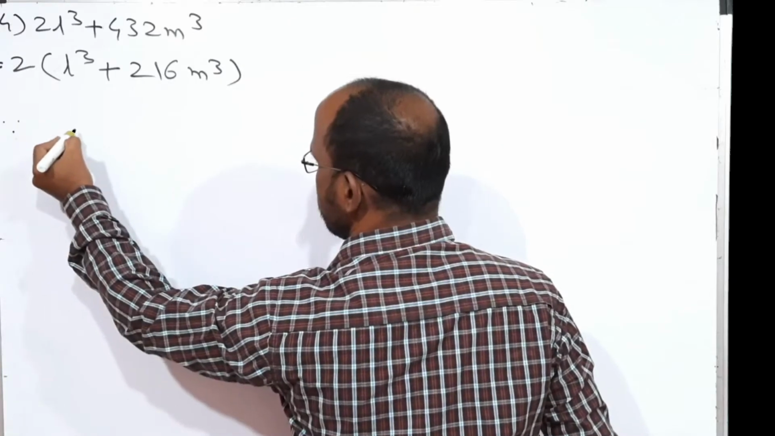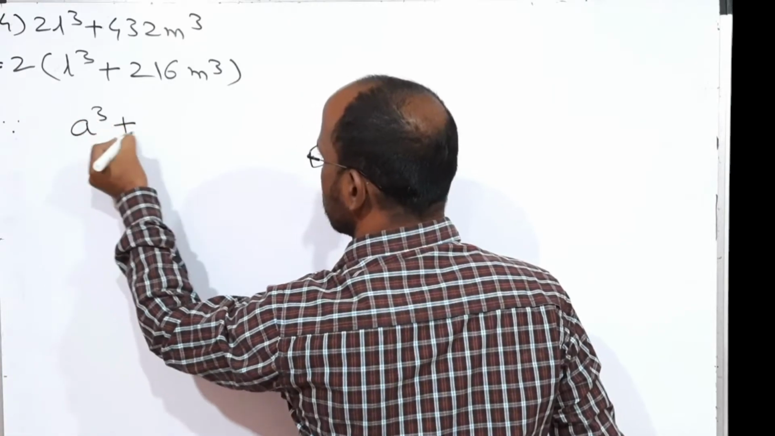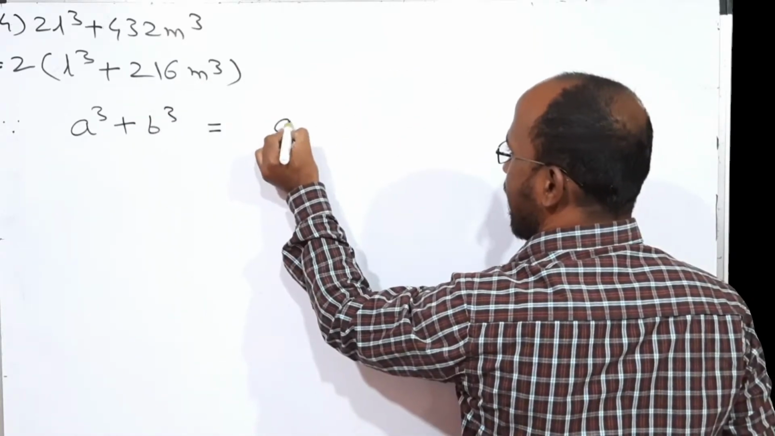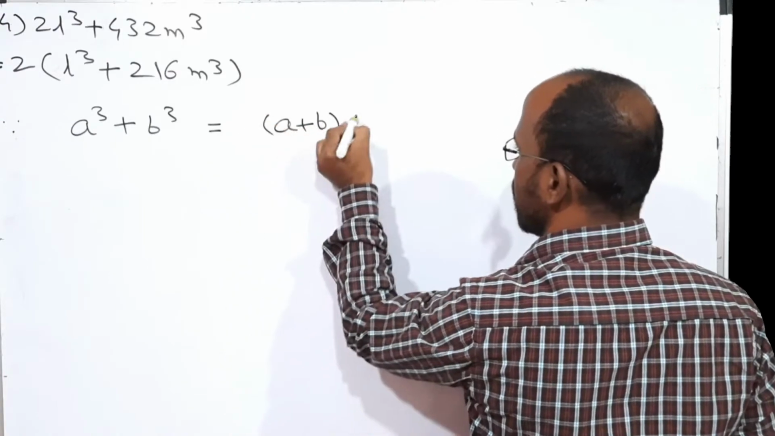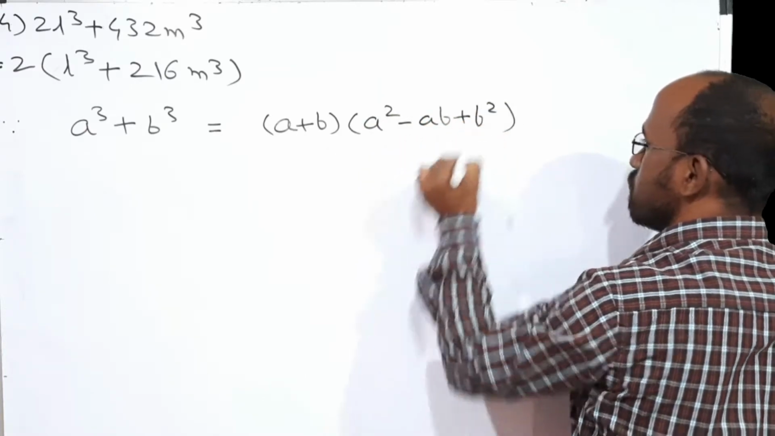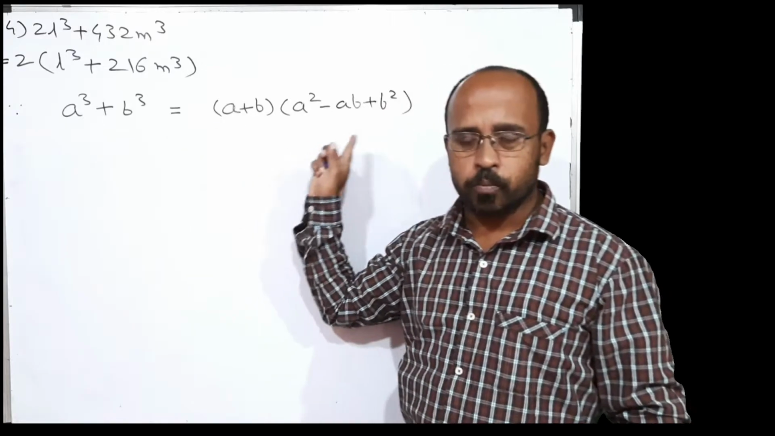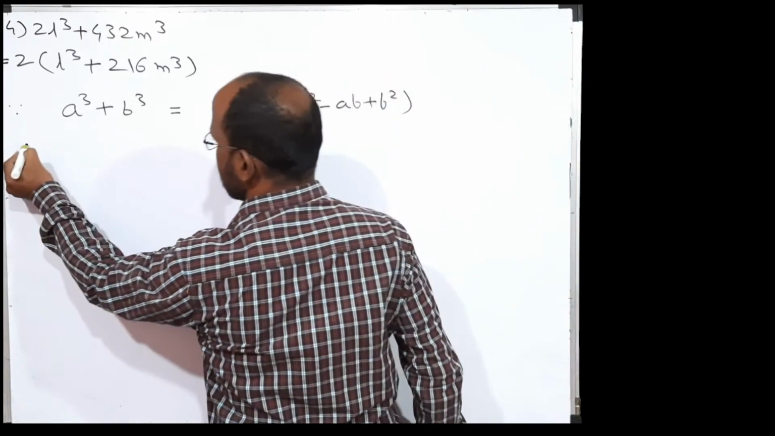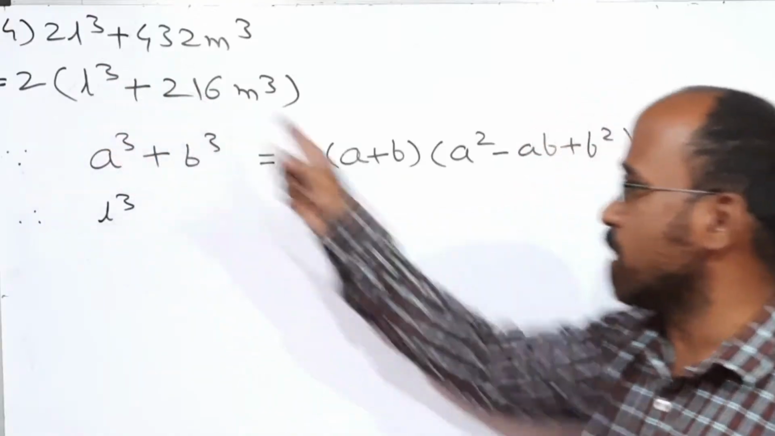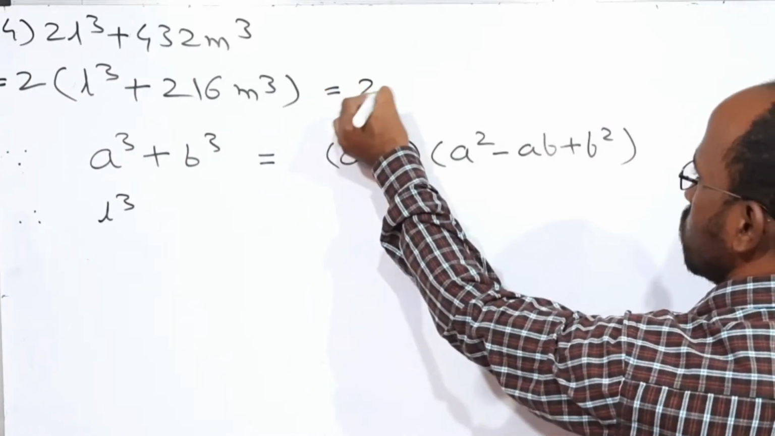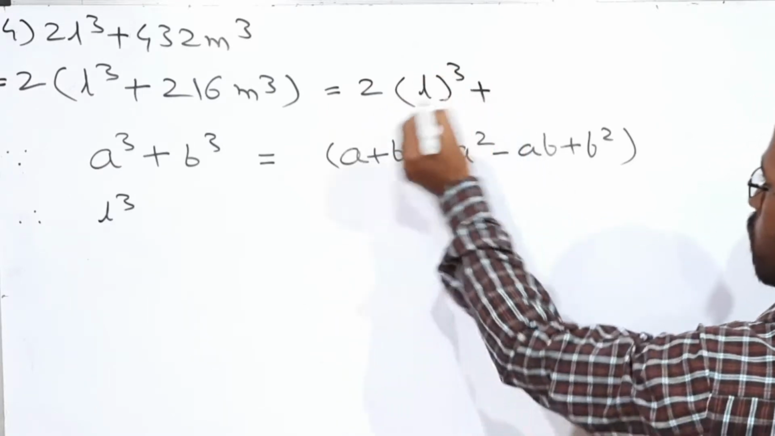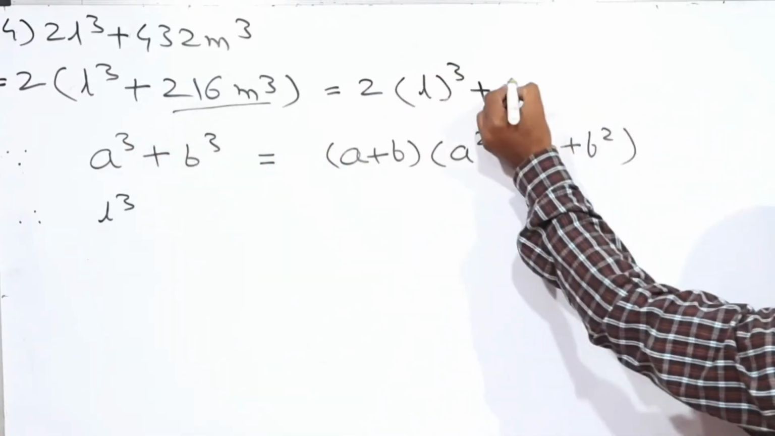a cube plus b cube is equal to a plus b multiplied by a square minus ab plus b square, right? This is nothing but a cube plus b cube. Then l cube, this l cube is nothing but cube of l. So we can write it as 2 multiplied by cube root of l cube, which is l, plus cube root of 216 m cube, which is 6m.